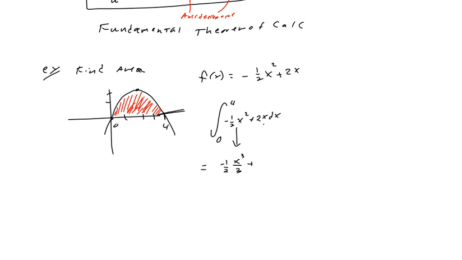This part, the antiderivative of the 2x, what does that become? Well, again, the 2 stays in front. X becomes x squared over 2, which I can simplify. This is going to be negative x cubed over 6 plus x squared. All right, my antiderivatives.